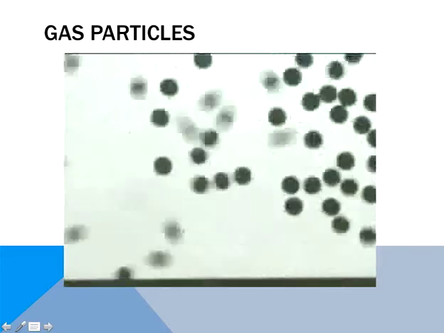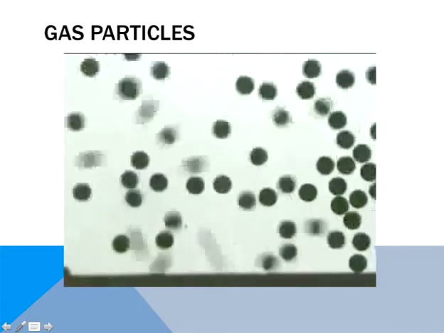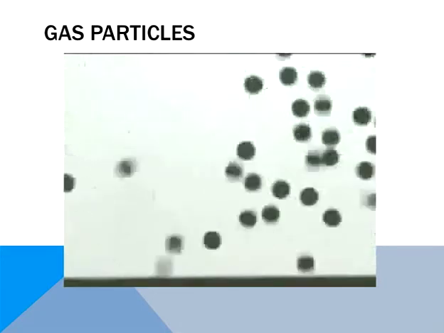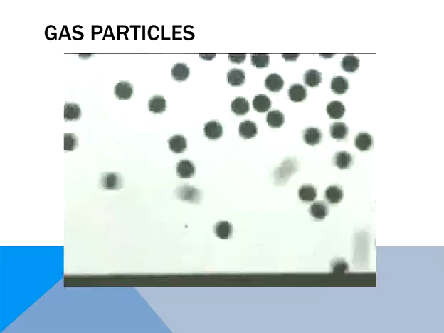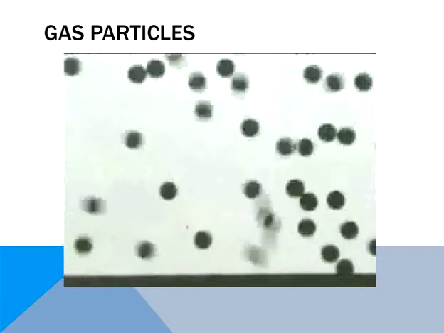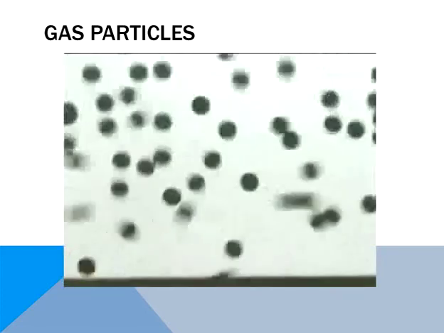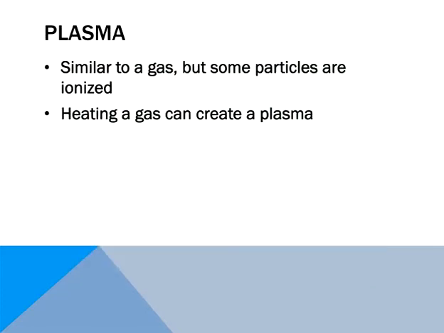So you can see in this video, they're moving very, very fast and randomly, bouncing into each other and changing directions. The motion of gas particles is a little chaotic. Let's talk about the fourth state of matter for just a minute: plasma. It's similar to a gas, but some of the particles have been ionized. This means either they've given up some electrons or they've gained some electrons.